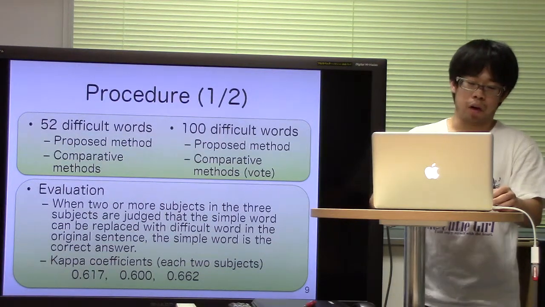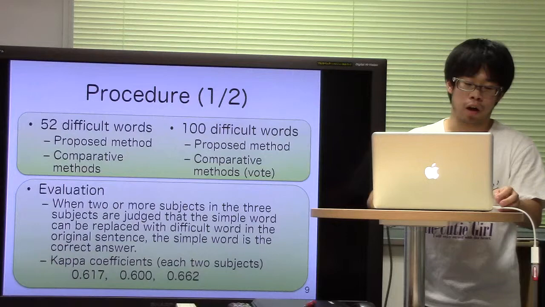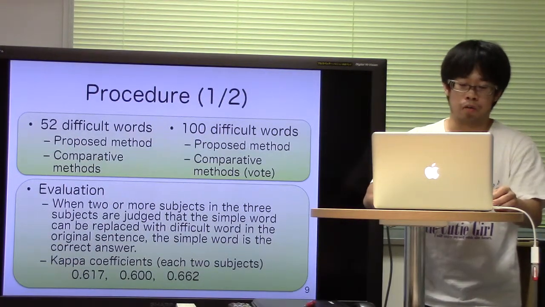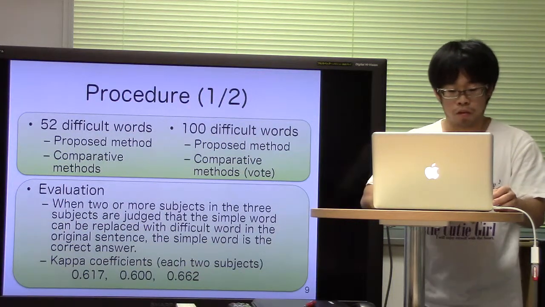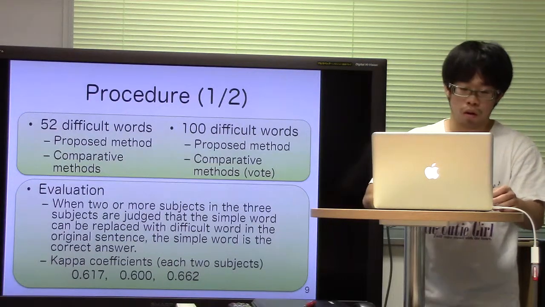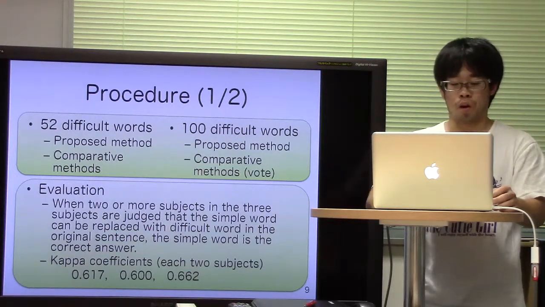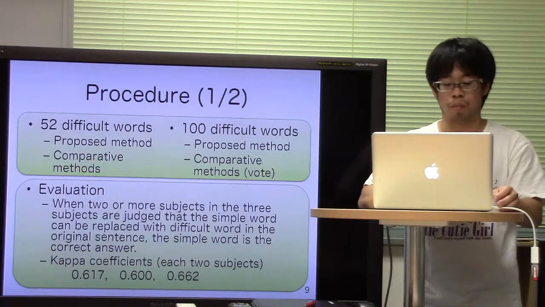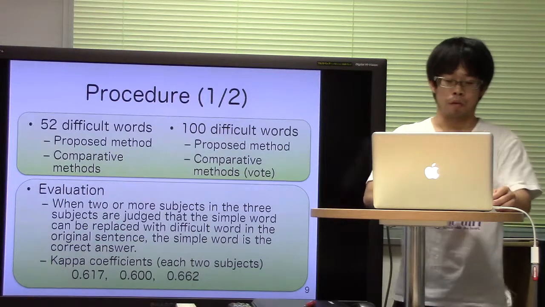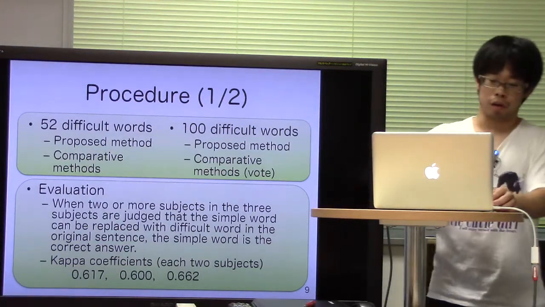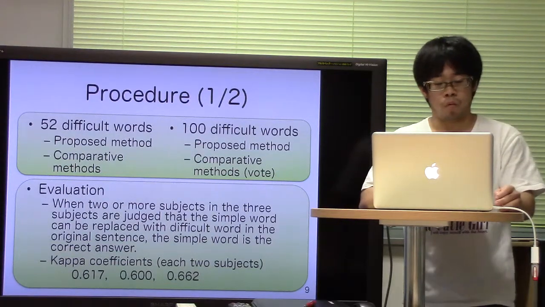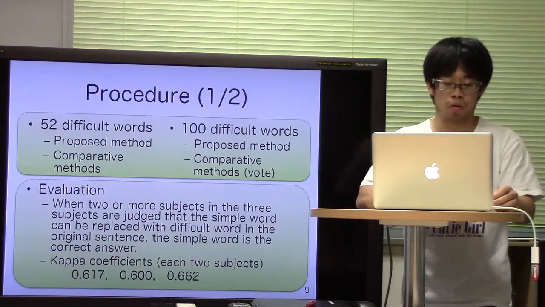The target words are acquired by each method with 152 difficult words. In selection of proper target words, difficult words are split into 52 difficult words and 100 difficult words. First, 52 difficult words are used in order to select the proper target word by the proposed method and 5 comparative methods. Based on the rate of correct answers, a proper target word is selected by weighted voting of 100 difficult words.